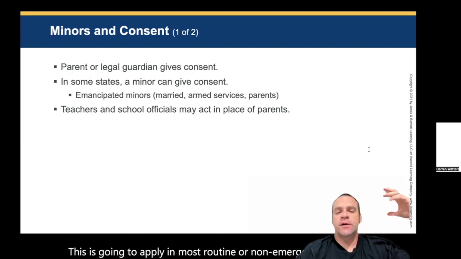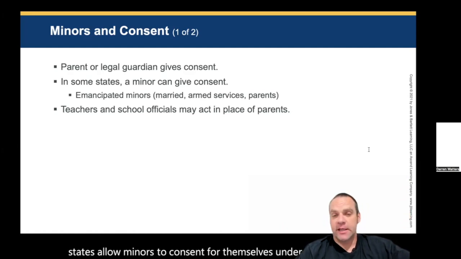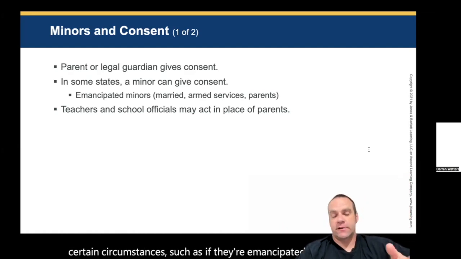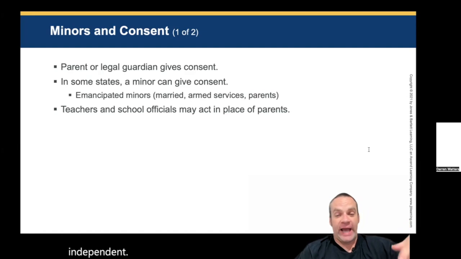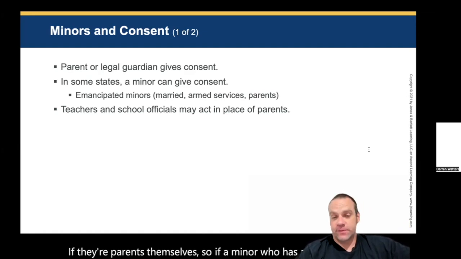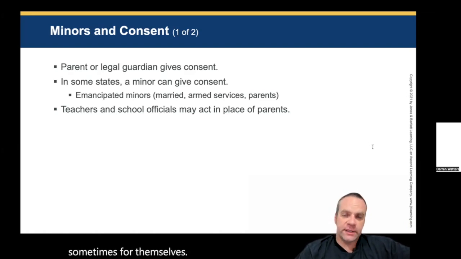For example, some states allow minors to consent for themselves under certain circumstances, such as if they're emancipated. That means they're legally treated as adults due to being married, serving in the military, or just being financially independent. Or if they're parents themselves, so if a minor has a child, they can usually make medical decisions for that child and sometimes for themselves. Or living away from their parents and being self-supporting, with or without formal emancipation orders.